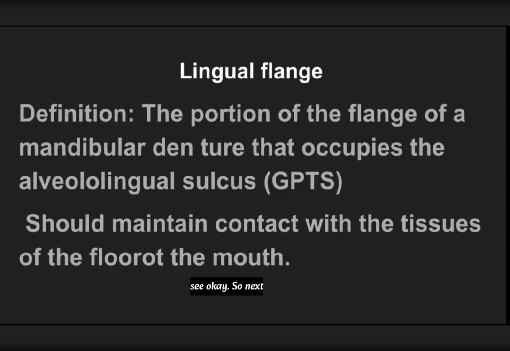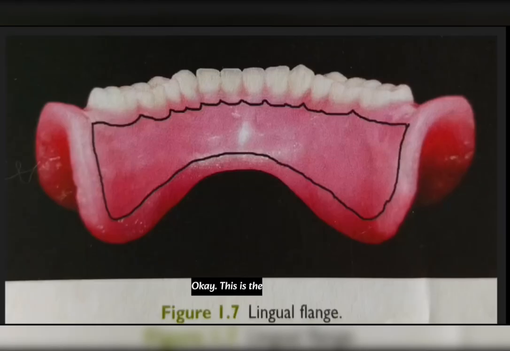Next is the lingual flange, the portion of the flange of a mandibular denture that occupies the alveololingual sulcus. It should maintain contact with the tissues of the floor of the mouth. This is the lingual flange, where the floor of the mouth should accommodate it.